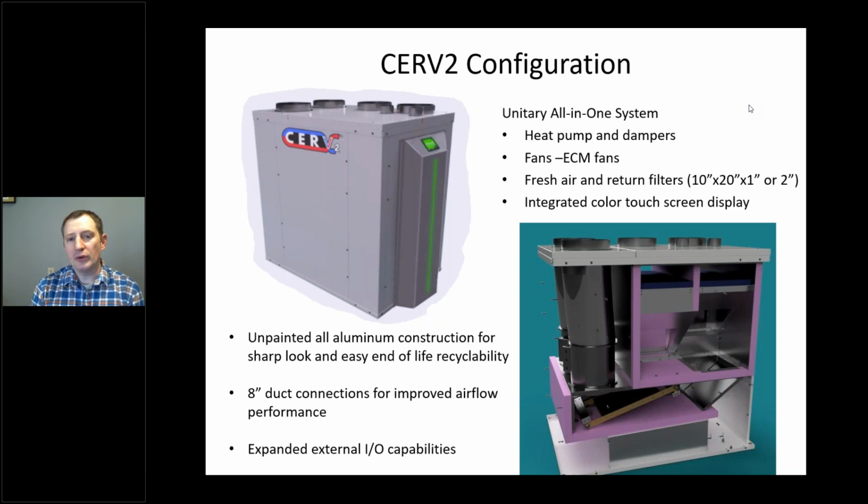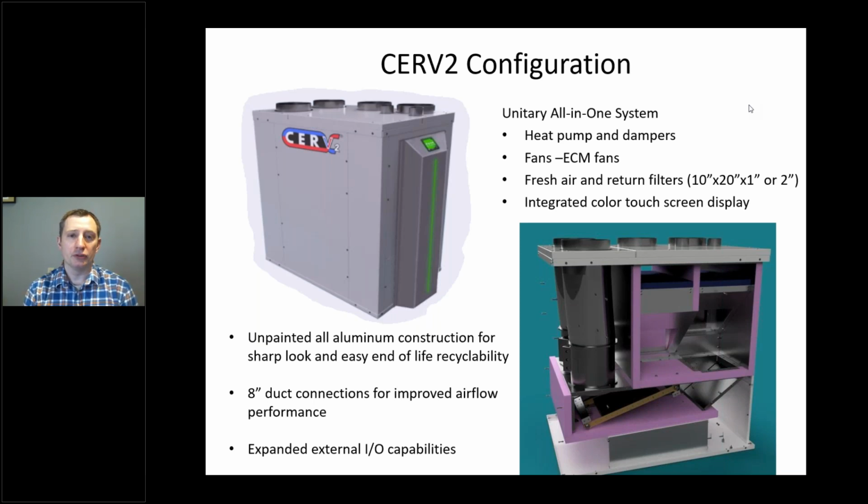The configuration then of the CERV2, it's a unitary system, so it's all in one. The energy recovery in the CERV is done through a heat pump, so there's no ERV or HRV core in the system. It's all through a heat pump. Dampers are built in as well. The fans are ECM, so they're super efficient, variable speed. So we can do balancing with those as well as setting the airflow rate for different times of operation.